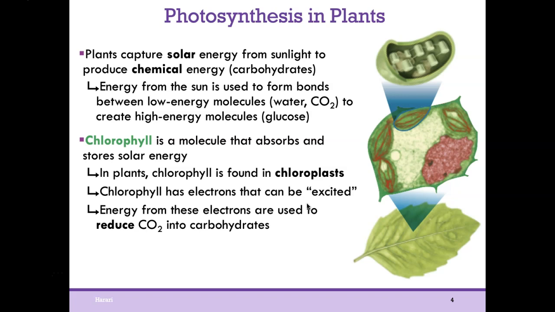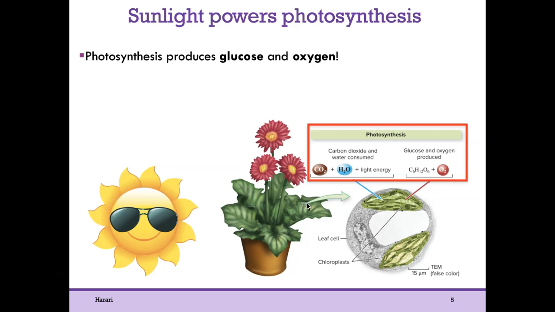Right? If you recall, reduction is the gain of electrons. So we're basically adding electrons to CO2 to add more energy, and we're reducing it into carbohydrates. Carbohydrates like glucose can then be used to provide the cell with ATP. And of course, this whole process of photosynthesis is an endergonic process. We're using energy to build things, right? We're using energy from the sun to build bigger things. So this is an anabolic and endergonic process.